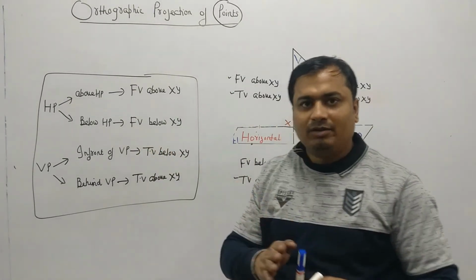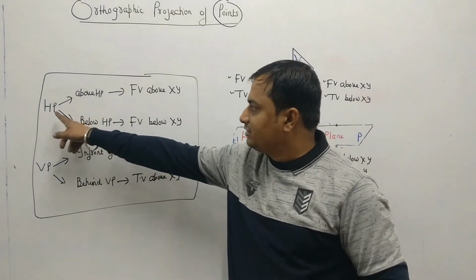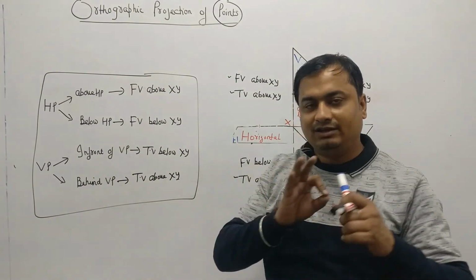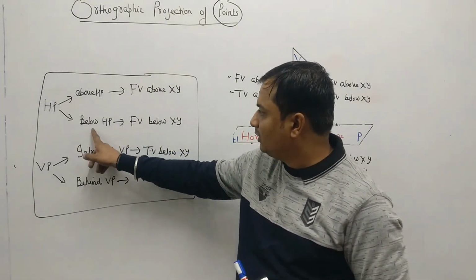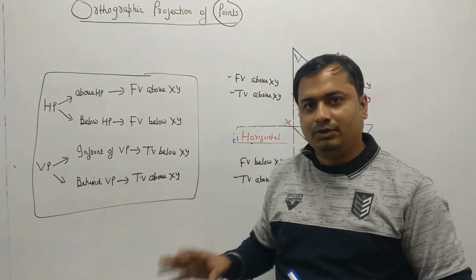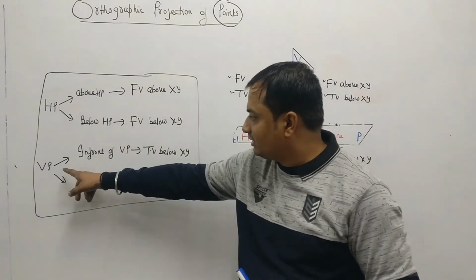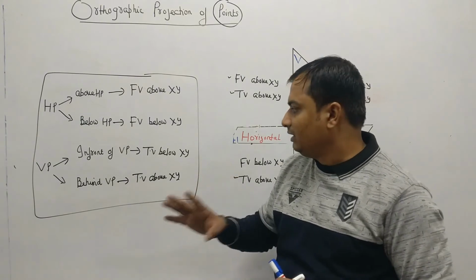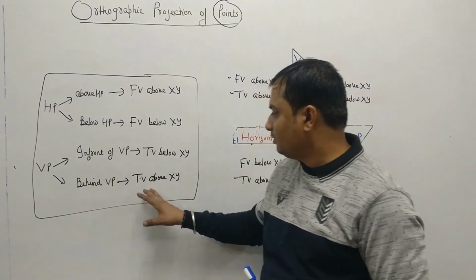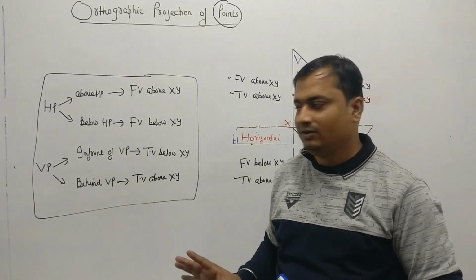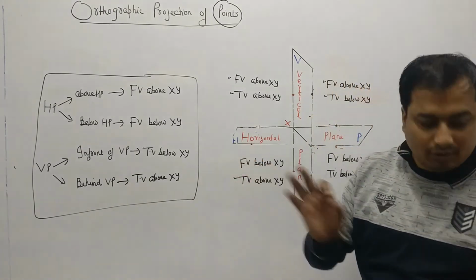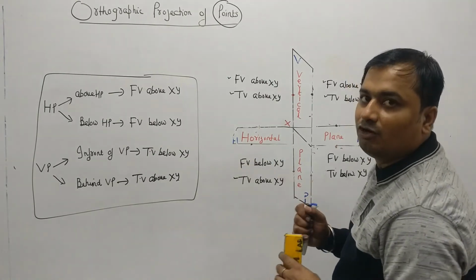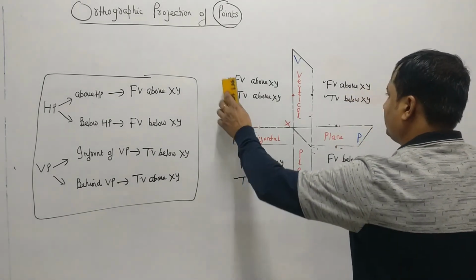If in the problem it is given that the point is above HP, its front view should be above. If the point is below HP, its front view should be below. If with respect to VP it is given in front of VP, its top view should be below. If it is given behind VP, its top view should be above XY. So let me take a problem to make this concept clearer, and show how we are going to utilize this concept by means of a problem.